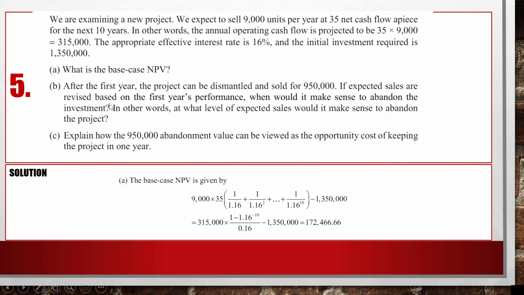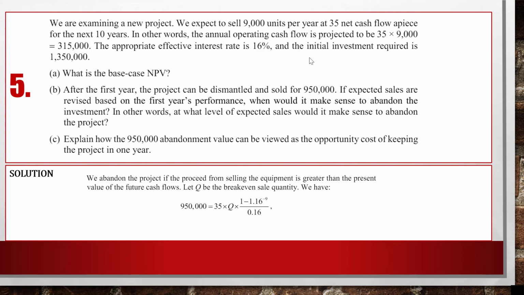Now for B, after the first year, the project can be dismantled and sold for $950,000 if expected sales are revised based on the first year performance. So here we consider time 1. At time 1, we still have 9 more cash flows, at times 2, 3, 4, 5, 6, and so on to time 10. So first we have to find the present value of the remaining 9 cash flows in order to solve for the level of expected sale.